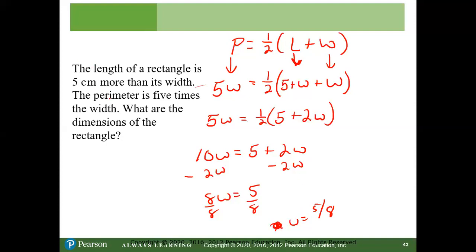If you read the question carefully, you should be able to figure out what these values are. The length of the rectangle is 5 centimeters more than the width, so we took the L out, the length, and replaced it with 5 centimeters more than the width. And then it says the perimeter, P, is 5 times the width, so 5W. If you're doing these carefully, you should be able to clean these up with little to no struggle. Okay, and that's it for this problem.